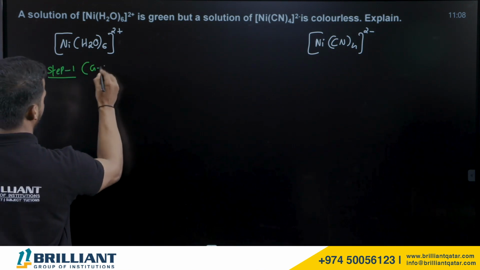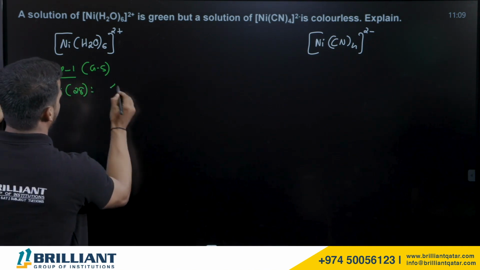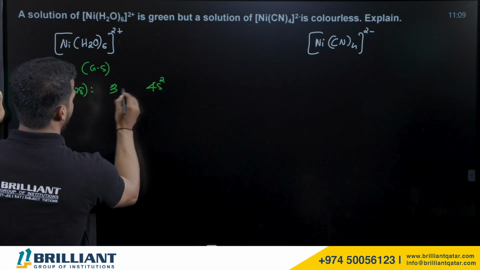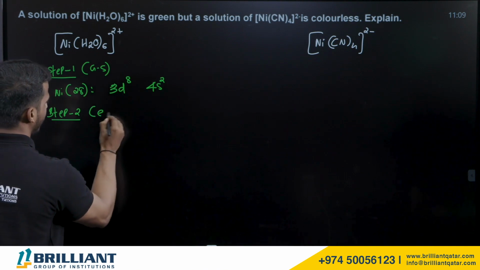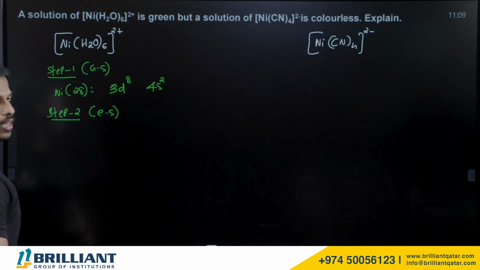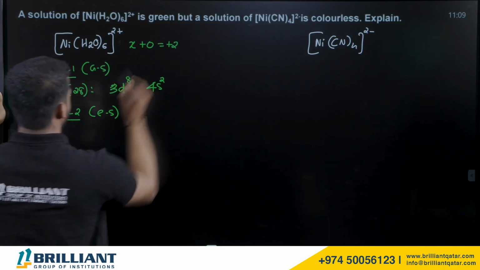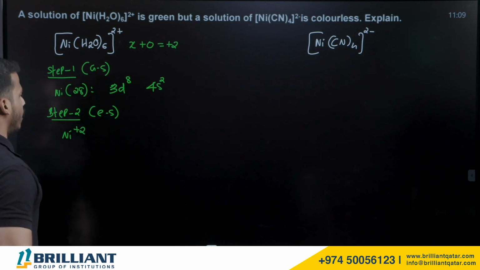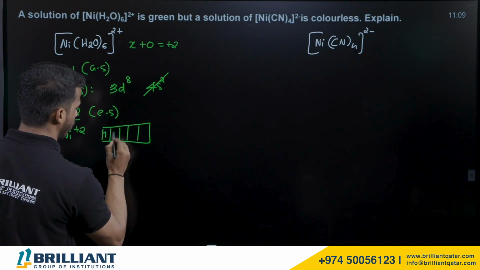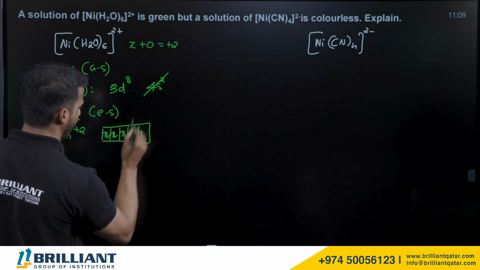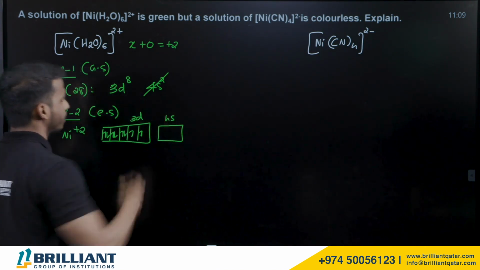Step number 1, write the ground state electronic configuration of the metal atom nickel. Nickel atomic number 28, therefore we can write the configuration as 4s2 3d8. What is step number 2? Write the excited state of the metal atom. What is the oxidation state of nickel here? Nickel is x, aqua is neutral, overall charge is +2. So the oxidation state is +2. +2 means remove 2 electrons from the outermost orbital. So we have remaining 3d8 orbital, right? 1, 2, 3, 4, 5, 6, 7, 8. And you have the 4s orbital here. This is 3d, this is 4s.